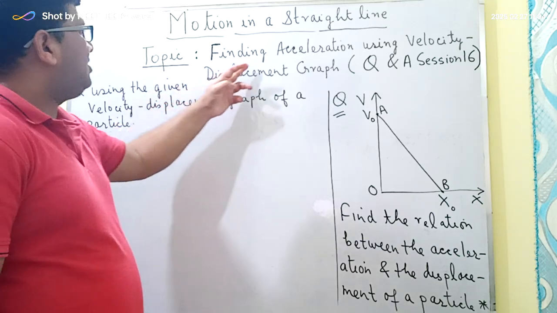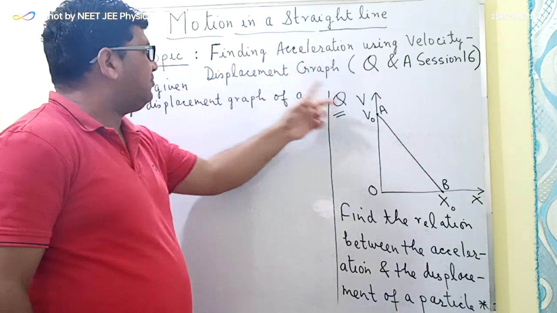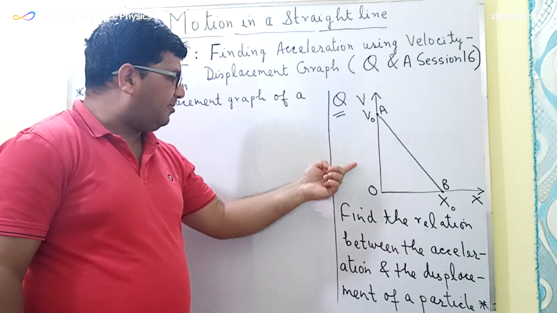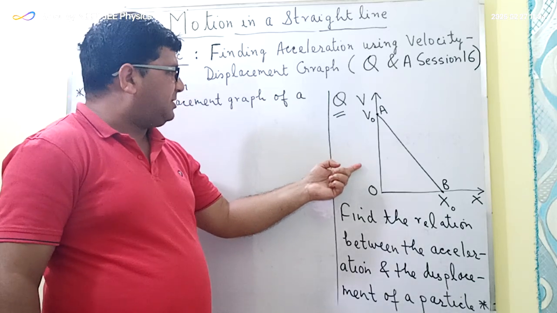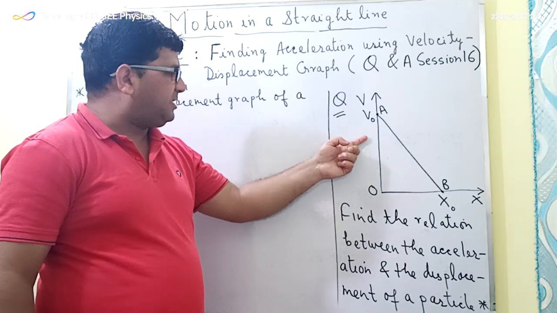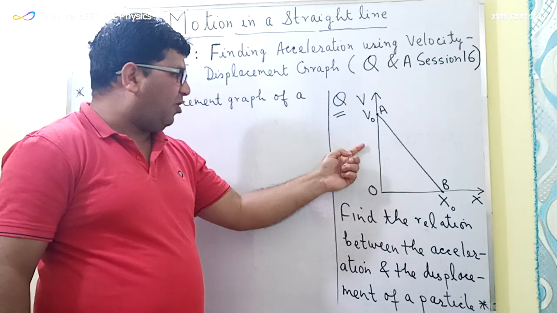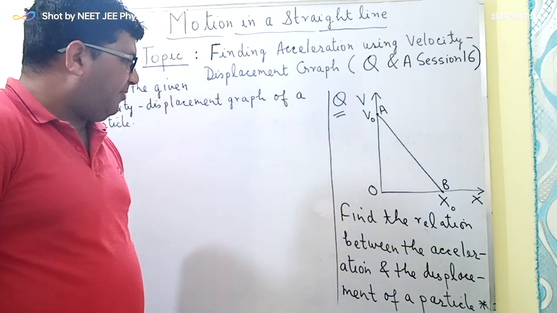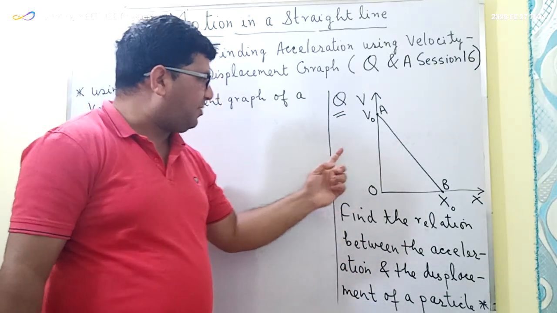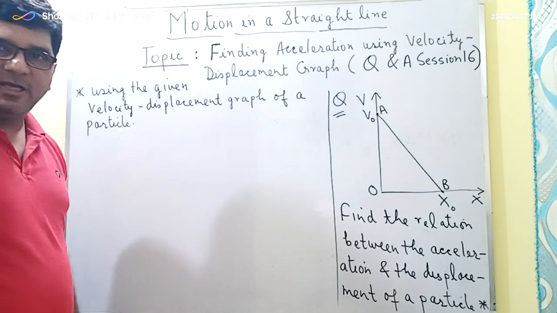The topic is finding the acceleration using the velocity displacement graph. Based on this topic, I have taken one question for this session, which is written here on this board. This is the velocity displacement graph of a particle, and we have to find the relation between the acceleration and the displacement of this particle using this graph.